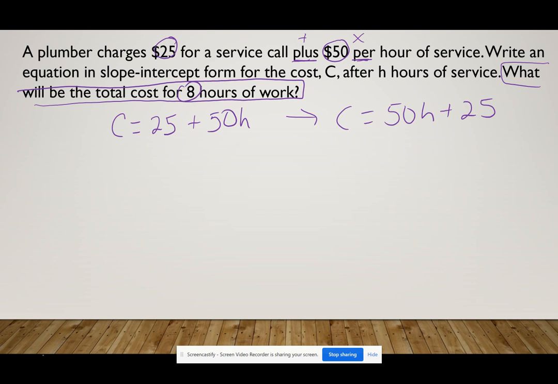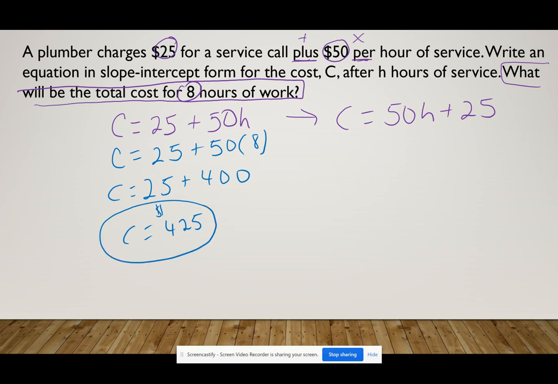Okay, now we have to answer the question. It says, how much would it cost for 8 hours of work? So 8 hours, we're going to substitute in for H. Okay, so if I take my first one and I say C equals 25 plus 50 times 8. So if I do that multiplication, 50 times 8, I get 400. So I have 25 plus 400. So my total cost is going to be $425.